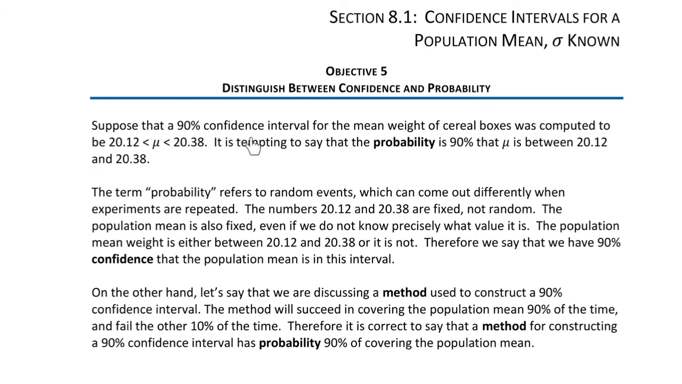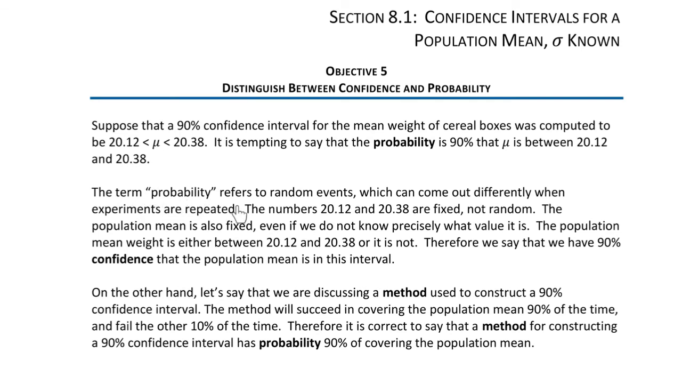The last objective in this section, objective 5, is to distinguish between confidence and probability. Suppose that a 90% confidence interval for the mean weight of a cereal box was computed to be 20.12 less than mu less than 20.38. That means the population mean is in this interval. It is tempting to say that the probability is 90% that mu is between 20.12 and 20.38.